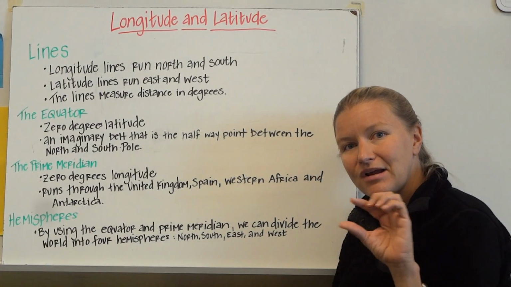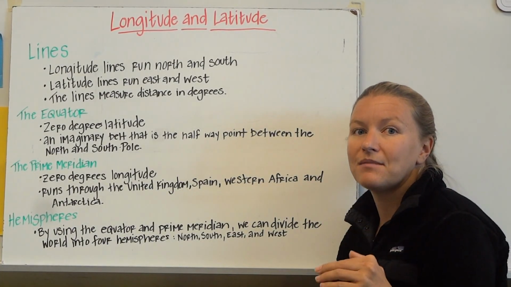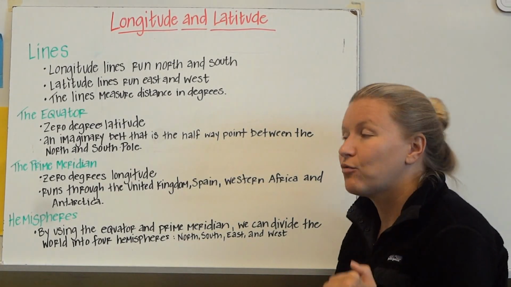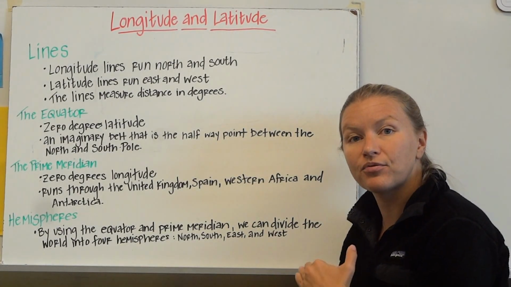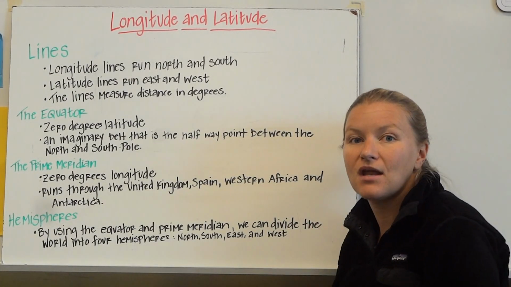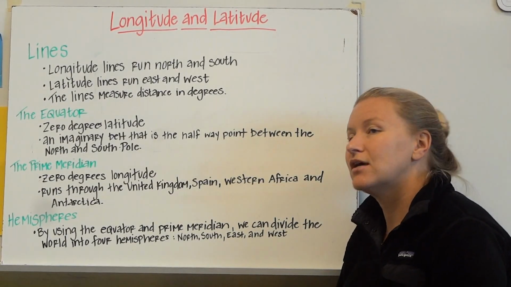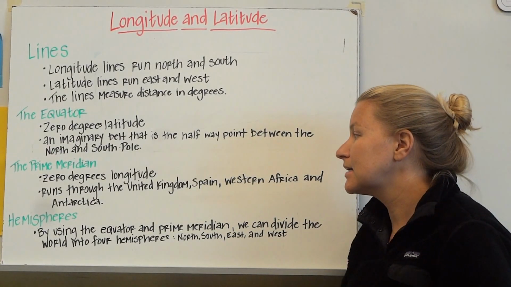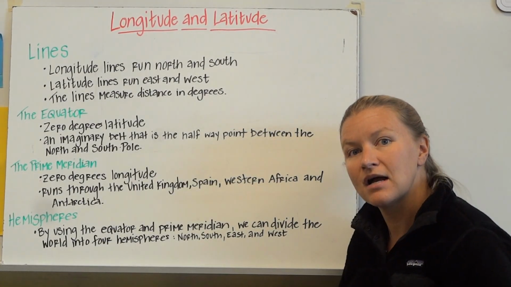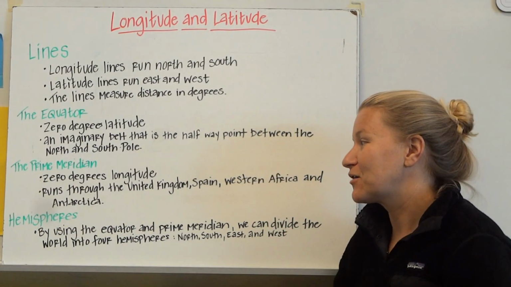And it's that imaginary line. It's not actually there, but you'll hear people say all the time that it's warmest right there around the equator. It's because it's that halfway point. Then you have the prime meridian, which is the north-south version of the equator. It's at 0 degrees longitude, and it runs through the United Kingdom. It runs through Spain, through Western Africa and Antarctica. So it's that north or south version of the equator.